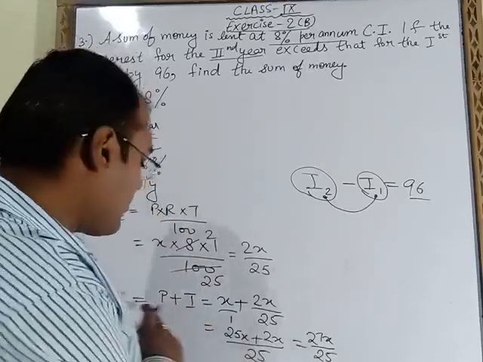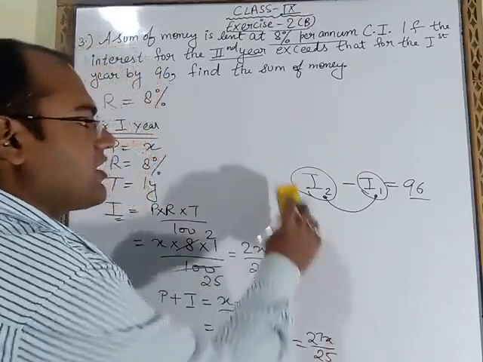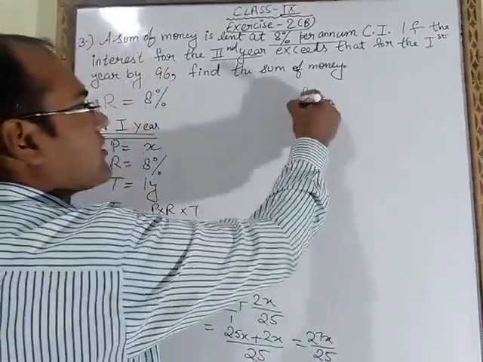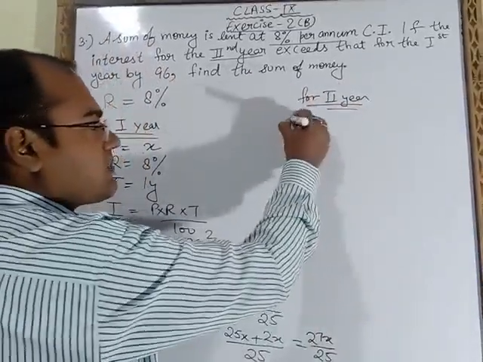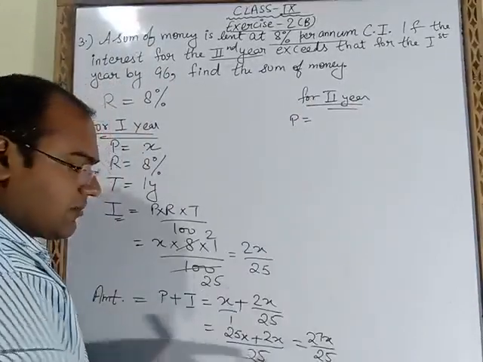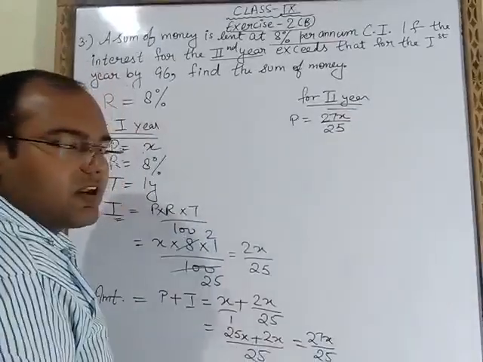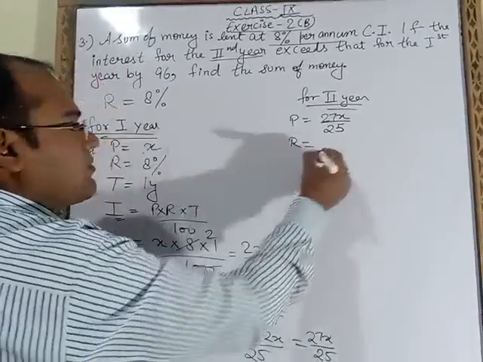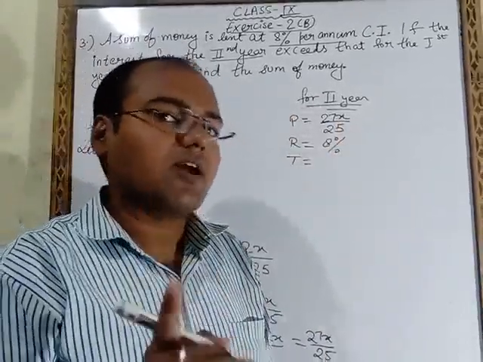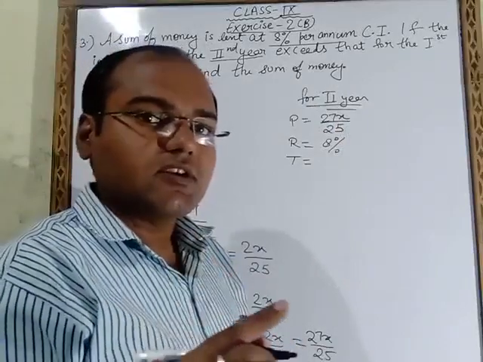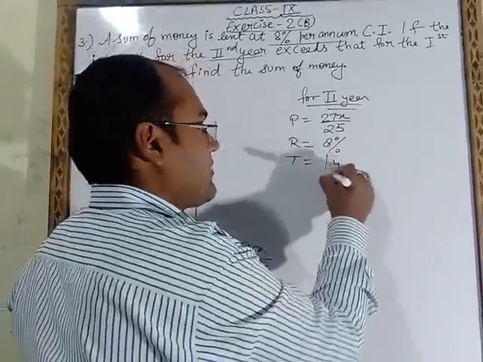Now this amount of first year will become the principal of second year. So what you have to do? For second year we will put one heading. For second year, principal will be the amount of first year. Amount of first year is 27x upon 25. Rate of interest is same, 8%. Time, this is the second year. Second year means only 1 year, we will not take 2 years. Particular second year means only 1 year it is. So we have to take time 1 year.